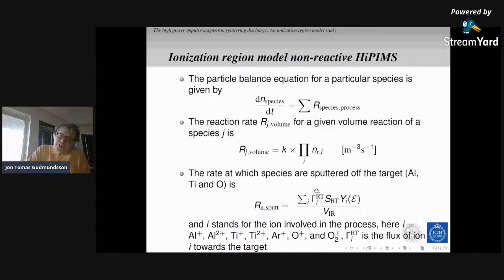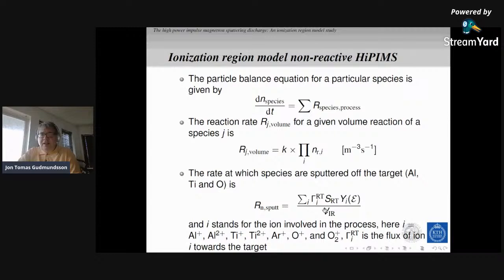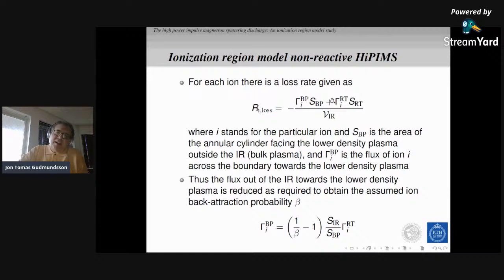So for each ion, there is also a loss rate in the balance equations due to the flux of ions to the racetrack. So the species we see hitting the target to sputter, they actually go out of the chemistry volume, the ionization region. So they are lost from that volume. And then there is also a flux of ions towards the substrate, meaning out of the modeled regime, the ionization region. So we have flux of ions out of the region towards the substrate, and we have flux to the substrate, which causes the sputtering and creation of secondary electrons.